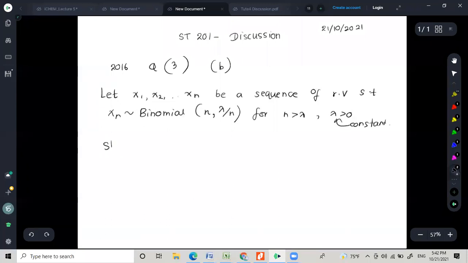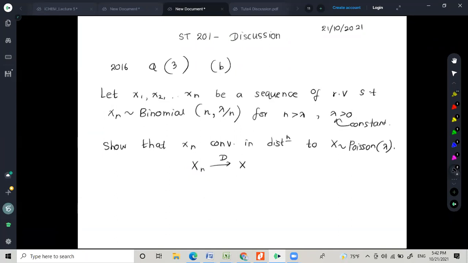We have to show that the sequence xn converges in distribution to a Poisson random variable with parameter lambda. Which means you have to show that xn goes in distribution to x, where xn is binomial and x is Poisson with parameter lambda. Okay, so this is a convergence in distribution.